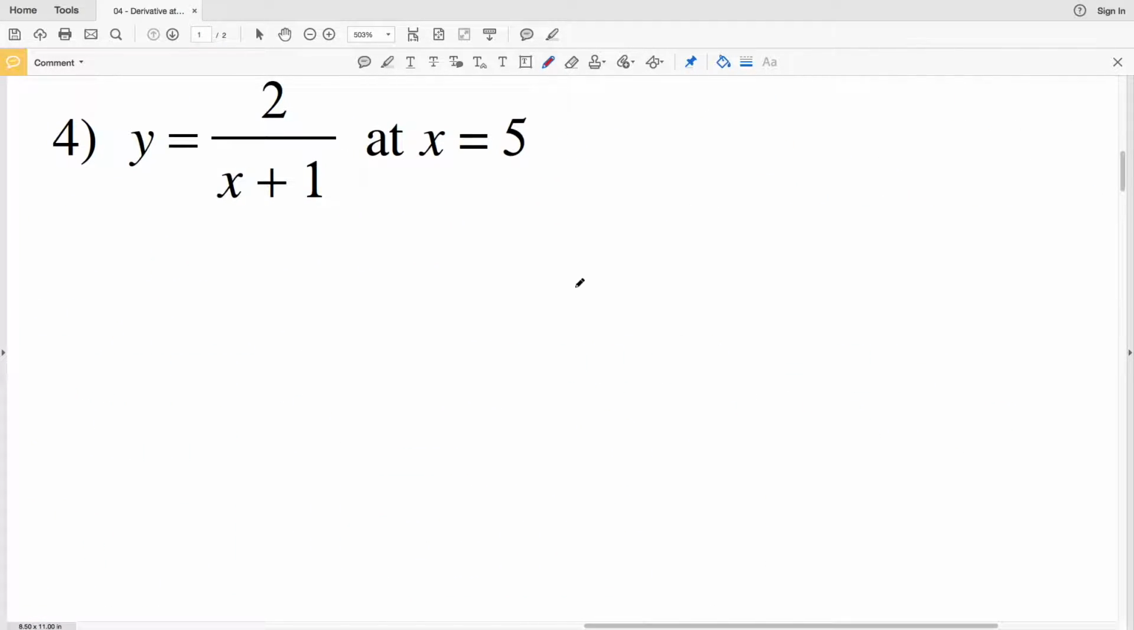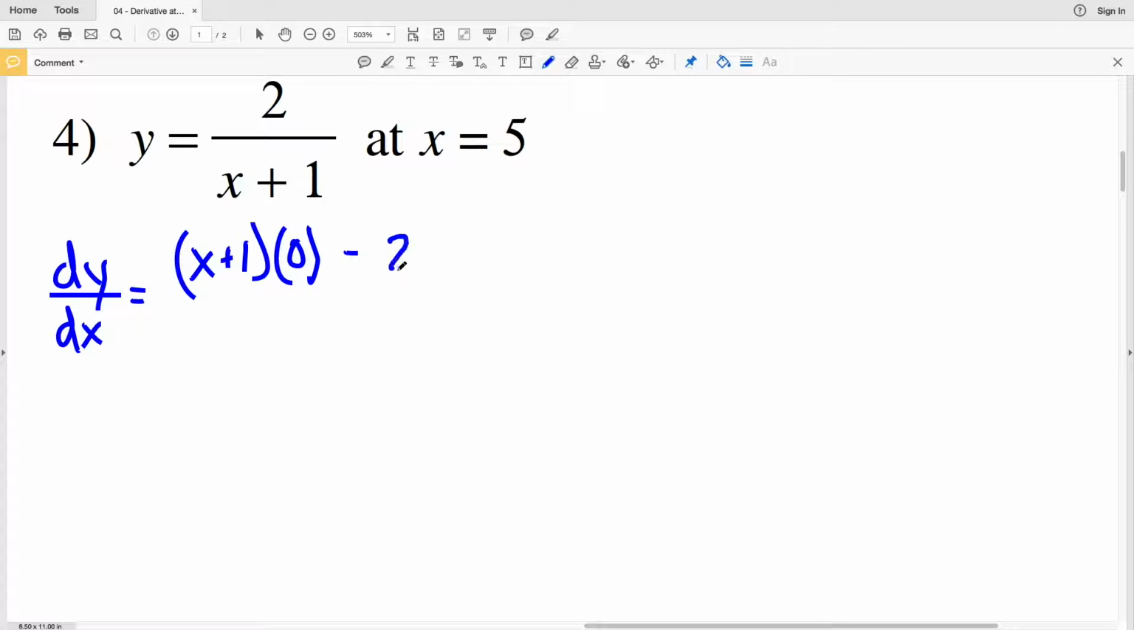Now on to number 4. Again, we're going to use that quotient rule, low d high minus high d low, all over low low. So low, x plus 1, times the derivative of high, the derivative of the numerator, is 0, minus high, 2, times the derivative of our denominator, which is going to be 1, because the derivative of x is 1, and the derivative of 1 is 0, and 1 plus 0 is 1. And that's all over our denominator squared, x plus 1 squared, low squared.